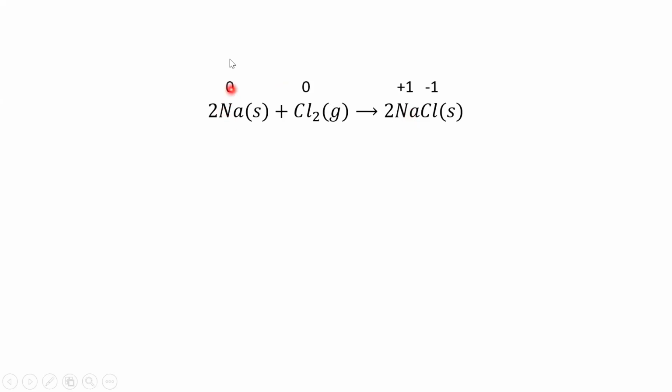Since sodium's a free element, it's 0. Since chlorine's a free element, it's 0. Sodium is a monatomic ion, so it's +1. Chloride is a monatomic ion, so it's -1. So now we look at this. Sodium is changing its oxidation number. Chlorine is changing its oxidation number. It's a redox reaction.